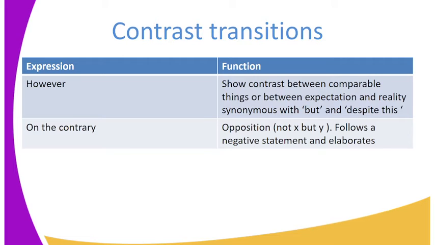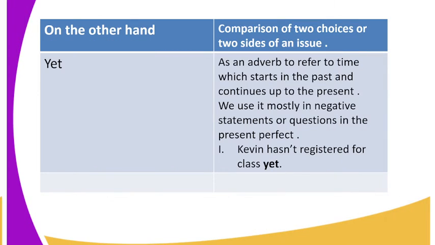However is an expression or a word that shows contrast between comparable things or between expectation and reality, synonymous with but and despite these. Then we have the second one, yet.